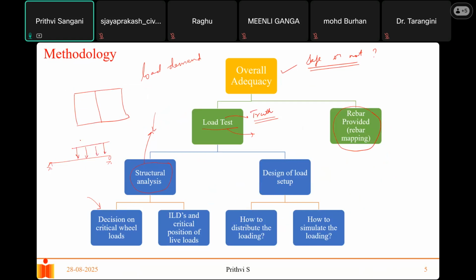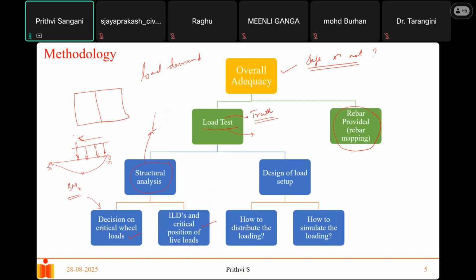We have train of loads going from one end to another end, and then we'll see at what location or at what position the load should be placed in such a way that this beam is going to experience maximum bending moment. Okay, that we need to find out. This is the first step. Next, ILDs and critical positions. So ILDs and critical positions will be found when we know the decision on critical wheel loads. Usually in our textbooks, we will be given a train of load with so and so kilonewtons of load.